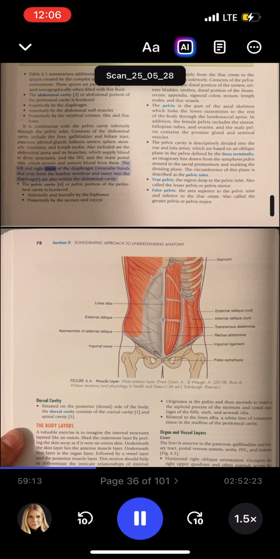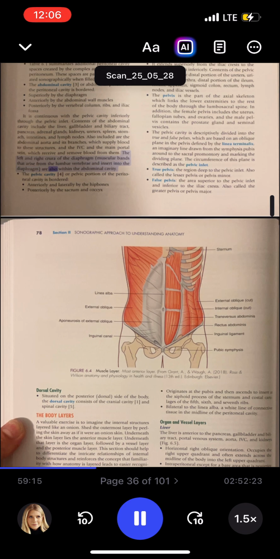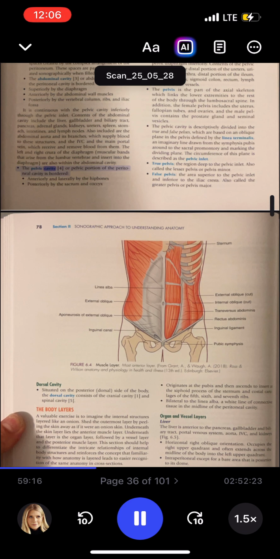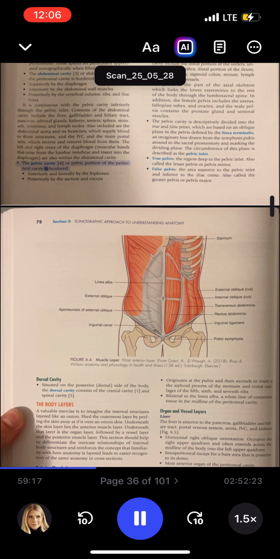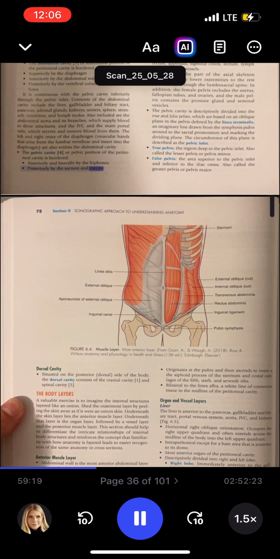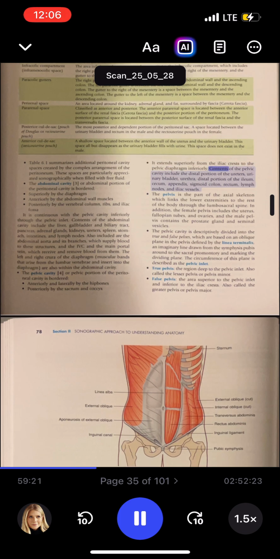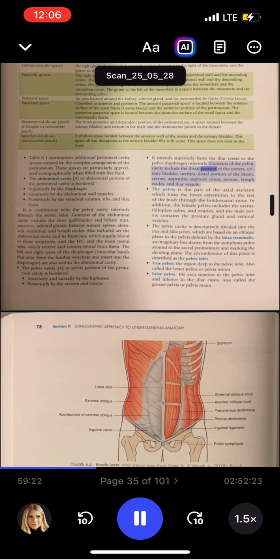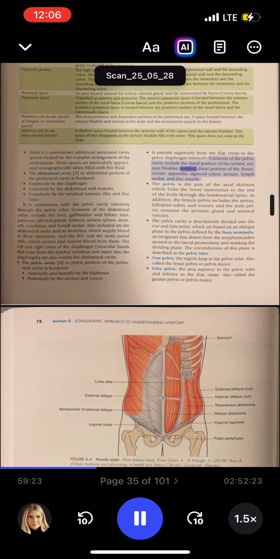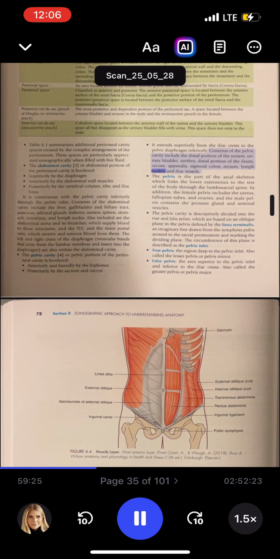The left and right crura of the diaphragm, muscular bands that arise from the lumbar vertebrae and insert into the diaphragm, are also within the abdominal cavity. The pelvic cavity, or pelvic portion of the peritoneal cavity, is bordered anteriorly and laterally by the hip bones, and posteriorly by the sacrum and coccyx. It extends superiorly from the iliac crests to the pelvic diaphragm inferiorly. Contents of the pelvic cavity include the distal portion of the ureters, urinary bladder, urethra, distal portion of the ileum, cecum, appendix, sigmoid colon, rectum, lymph nodes, and iliac vessels.